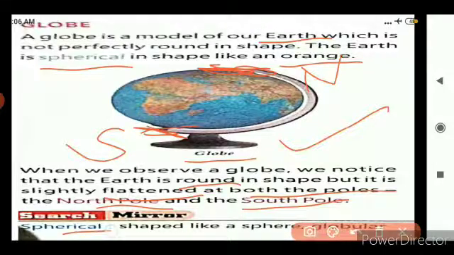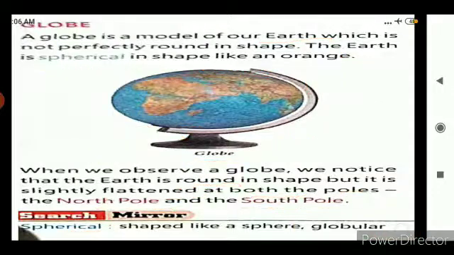What is the key point given here on this page? Spherical means shaped like a sphere. Okay, children, shall we move to the next one?